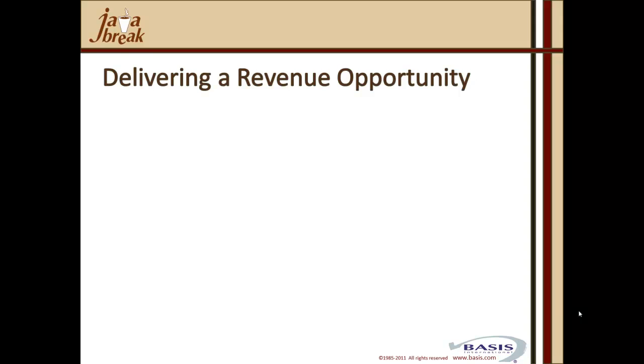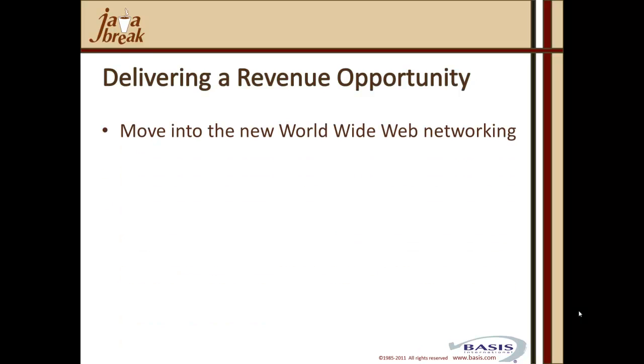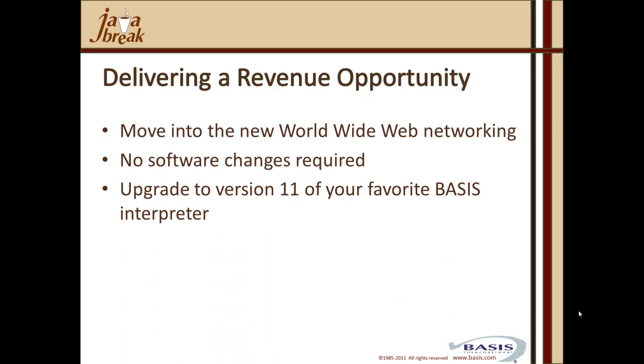This Java Break Summer Series has been titled How Version 11 Improves Your Bottom Line, and the IPv6 readiness of the Basis product line presents you with a new revenue opportunity. You can make the move into the new world of IPv6 without changing software. All you need to do is upgrade your customer to version 11 of your favorite Basis interpreter, and you're good to go. The conversations with your customers, though, need to begin right now.